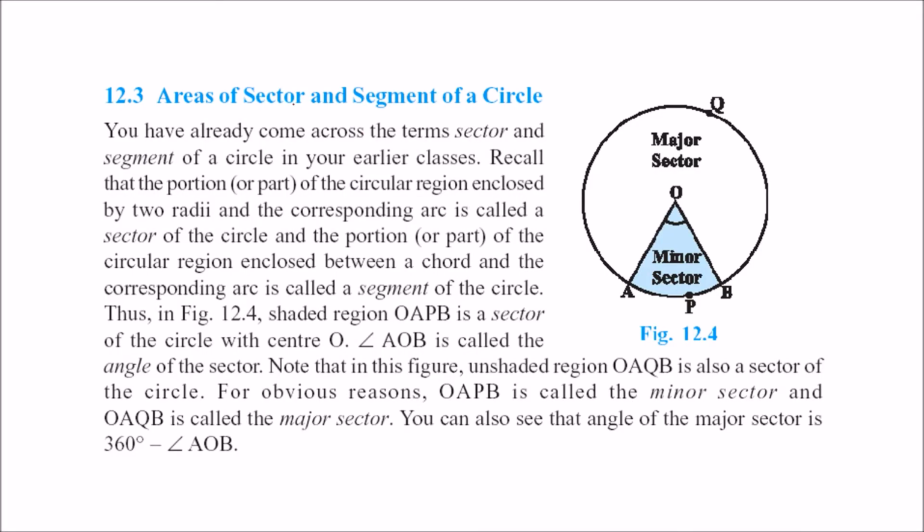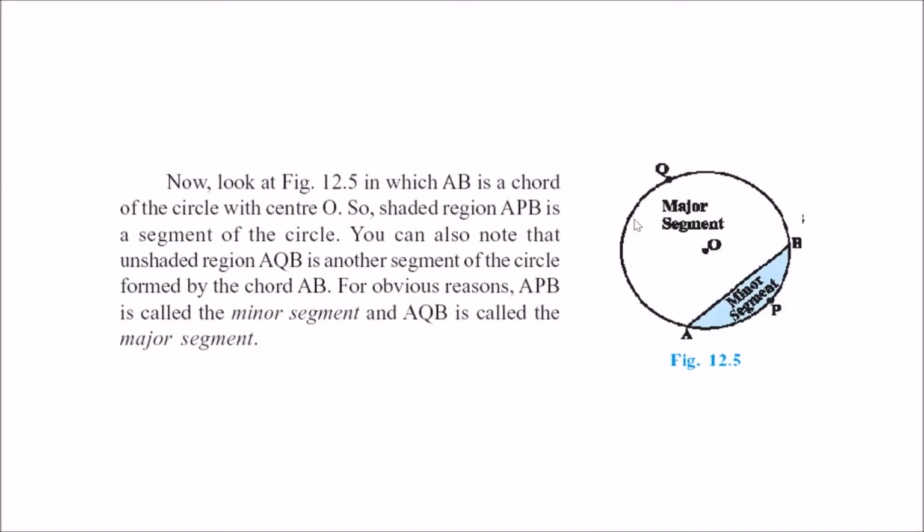The area of the sector and the segment of a circle. This is a circle. If we join any of these, or make a region, this blue region is a minor sector, this is the major sector, and this becomes the major segment, and this becomes the minor segment. This part is the minor segment. This is the major segment.